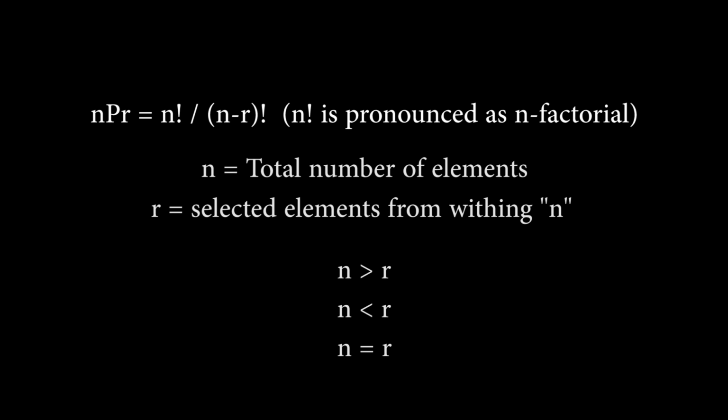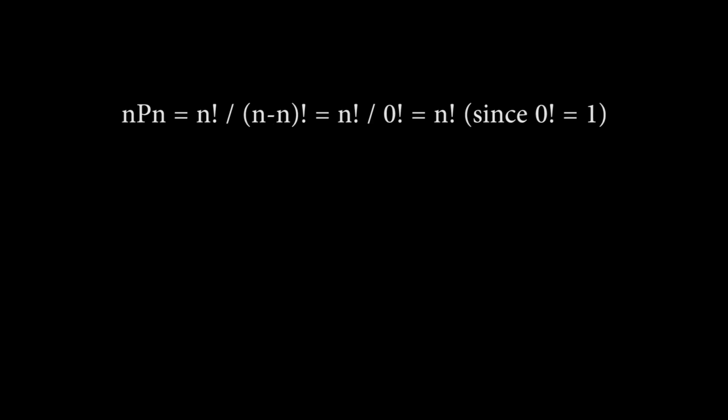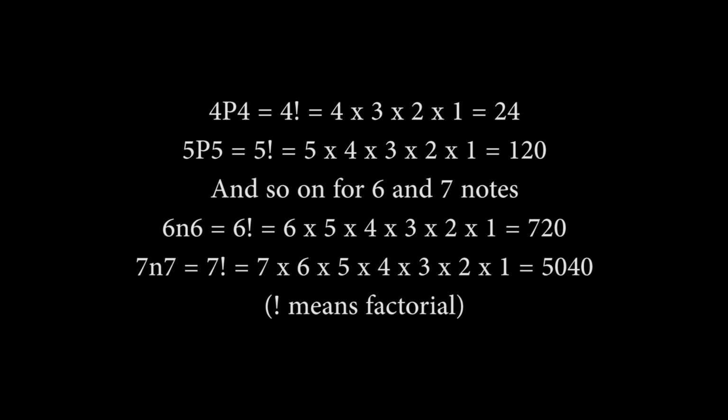Now n and r can be different numbers or they can be the same numbers. Let us say that they are the same. In that case, you can replace r with n and we would have the following formula. Here is the formula on the board. Now, let us take 4 swaras. In that case, 4P4 equals 4! equals 4 multiplied by 3 multiplied by 2 multiplied by 1. That equals 24 permutations.